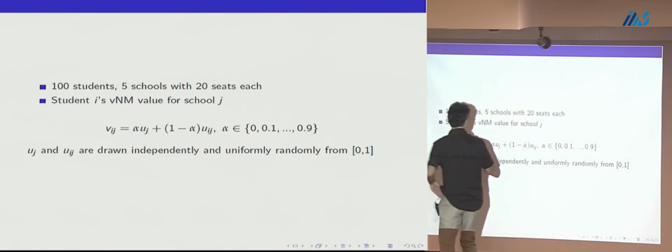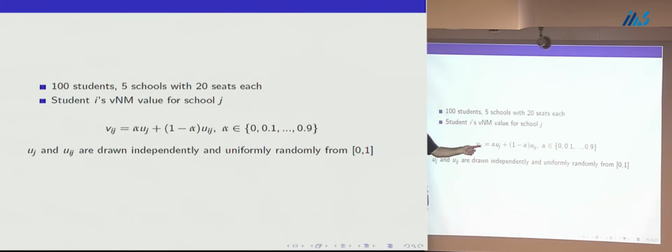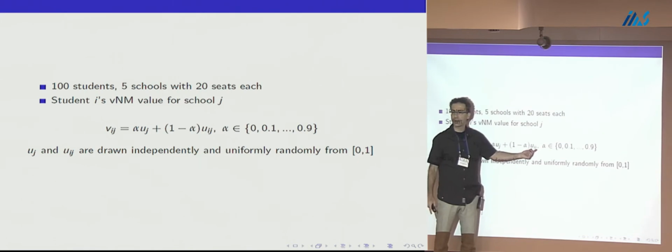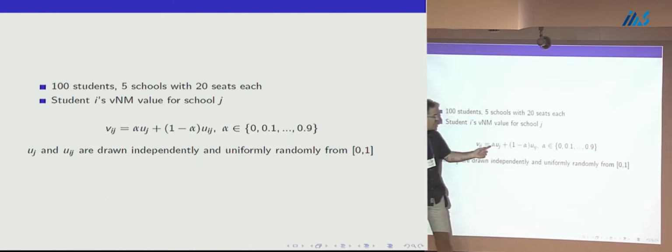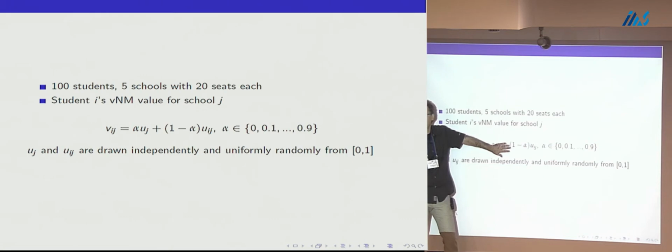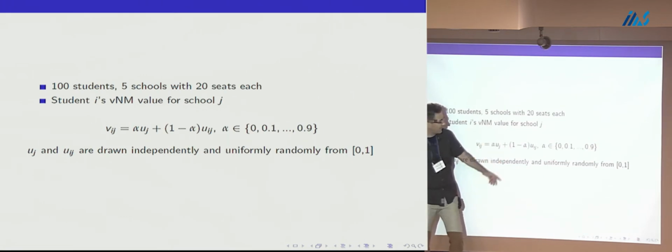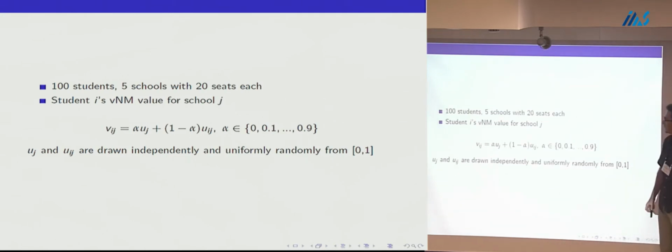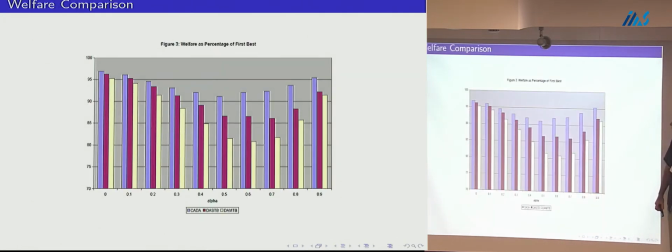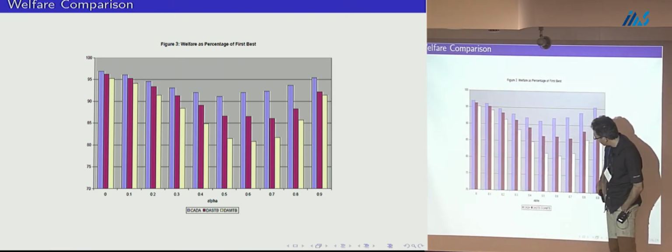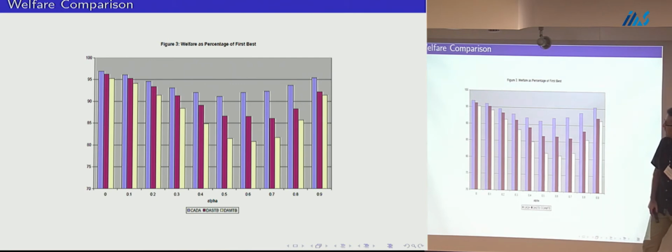A student I's preference for school J is going to have two components: a school fixed effect plus a student specific utility term. If alpha is equal to 1, everybody is going to rank schools the same way. If alpha is equal to 0, the preferences are drawn idiosyncratically and identically from the same distribution. Alpha, in a sense, measures the correlation among preferences. As alpha goes from 0 to 1, the correlation among preferences increases.